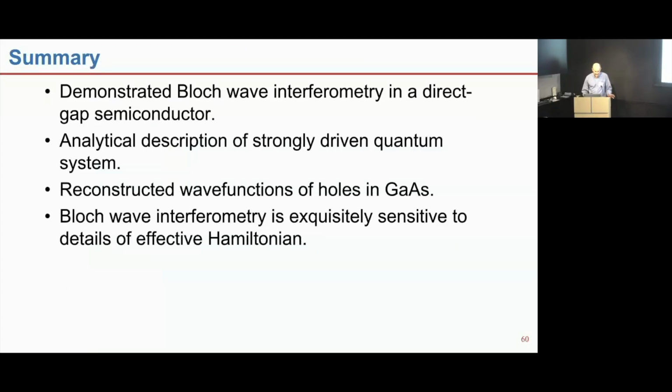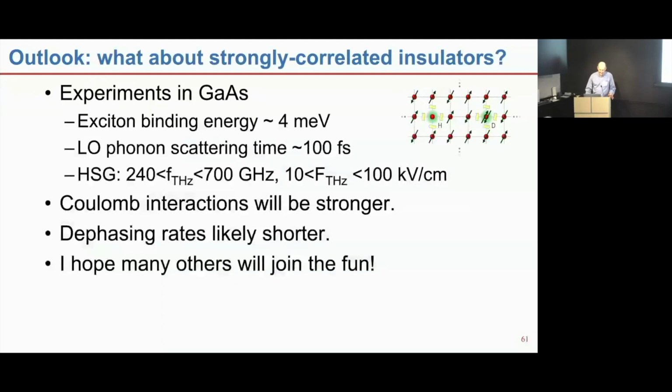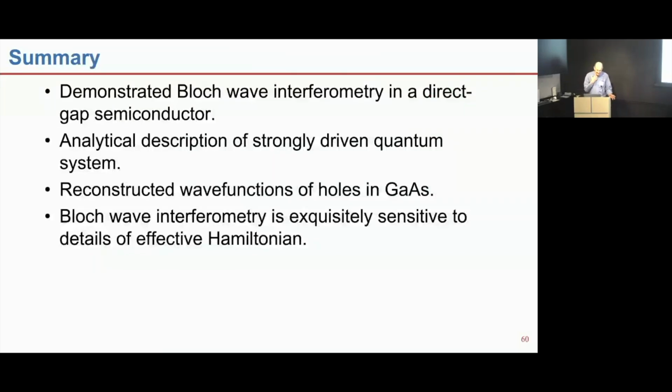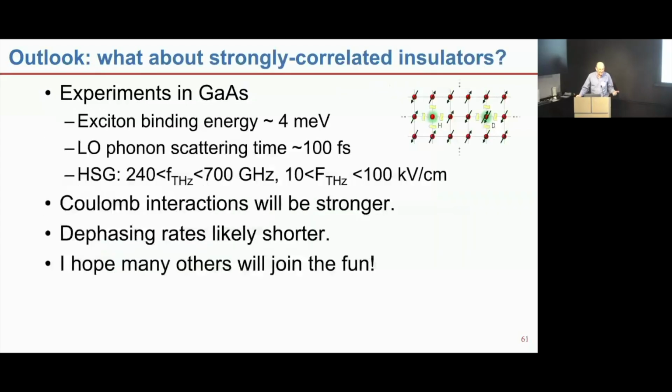So my final point here, okay, so we've demonstrated Bloch interferometry. We have an analytical description of this system. We've reconstructed the wave functions of holes, and it's exquisitely sensitive to the Hamiltonian. And what I'd really be interested in, especially from this community, is your thoughts about the possibility of extending this to strongly correlated insulators. Coulomb interactions will be stronger, dephasing rates will be shorter, and I hope that also other people will join in the fun. So thank you.